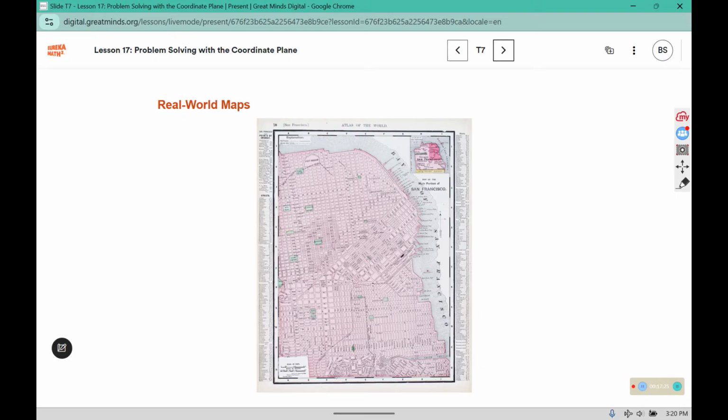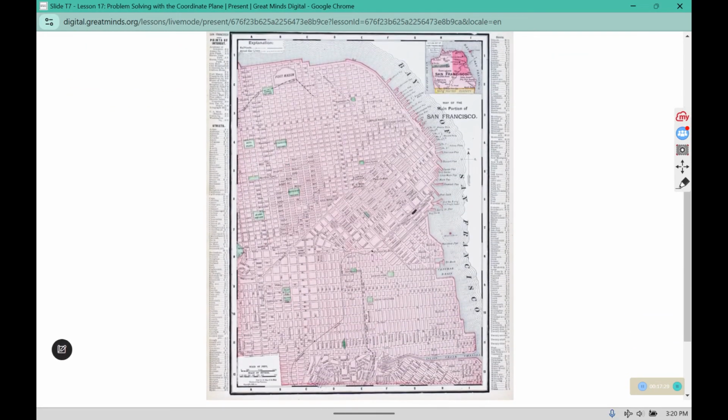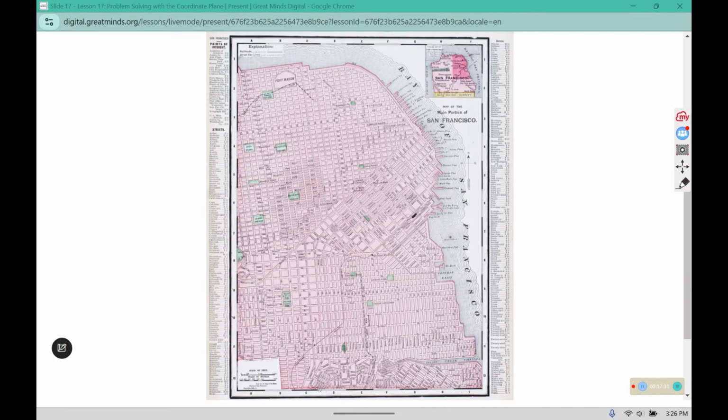Here are some real world maps. We can zoom in a little bit. This particular map shows a part of the historical map of San Francisco in California. The letters on the horizontal axis and the numbers on the vertical axis indicate a type of grid on this map. So you can see it's pretty teeny tiny. There's some aspects of a grid here.